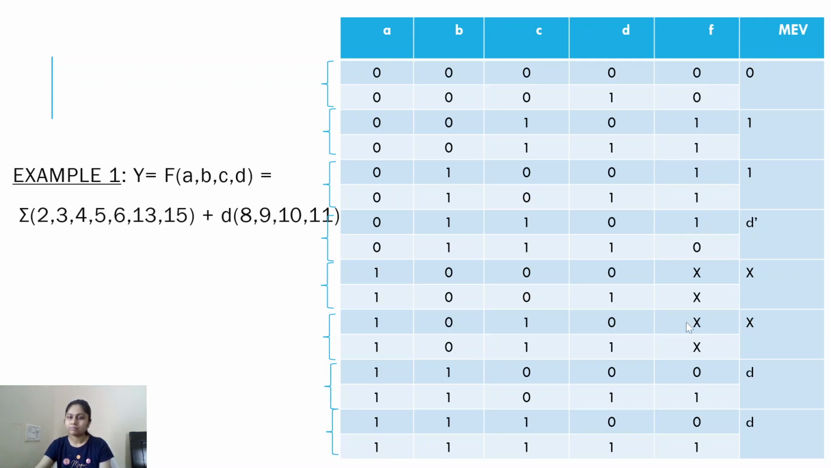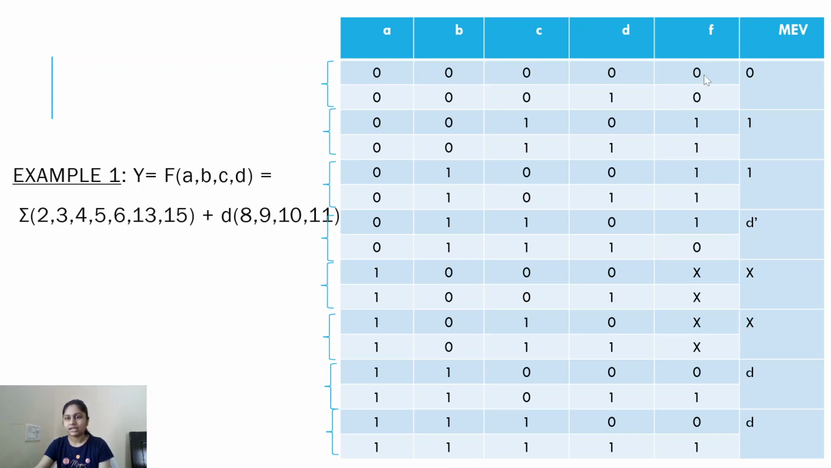We enter the given minterms and the don't care terms into the truth table. So we have 2, 3, 4, 5, 6, 13 and 15 and the don't care terms 8, 9, 10 and 11. The next step is to obtain our map entered variable. In order to obtain the map entered variable, we group the rows of the truth table into two and then we compare the value of f in these two rows.